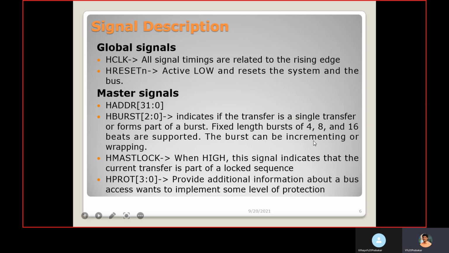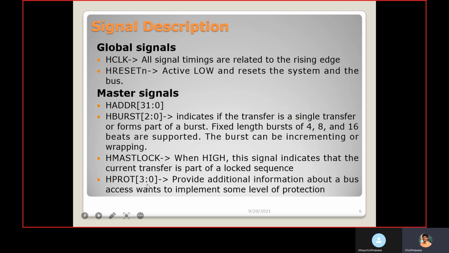And there are two types: incrementing and wrapping. Wrapping means the transfer happens within a particular boundary. Incrementing means it will continuously increment the address. HMASTLOCK: when it is high, the signal indicates that the current transfer is part of a locked sequence. We will see an example for this master lock transfer. When this is high, we are performing a locked transfer, so the other master cannot access the slave.